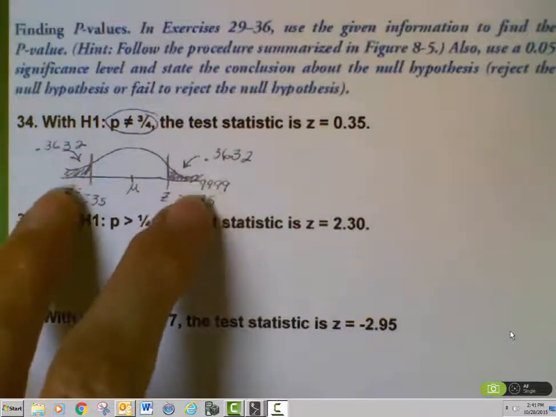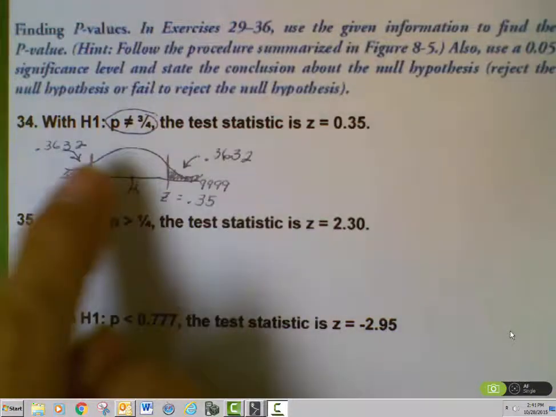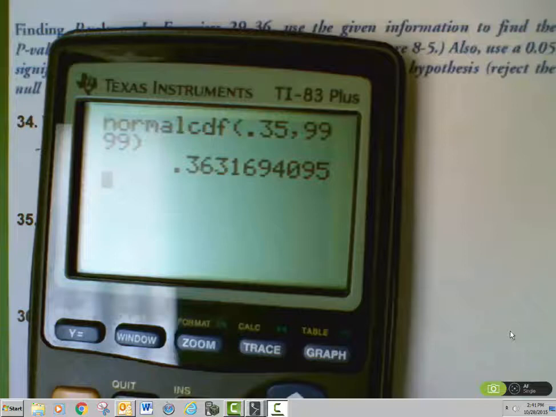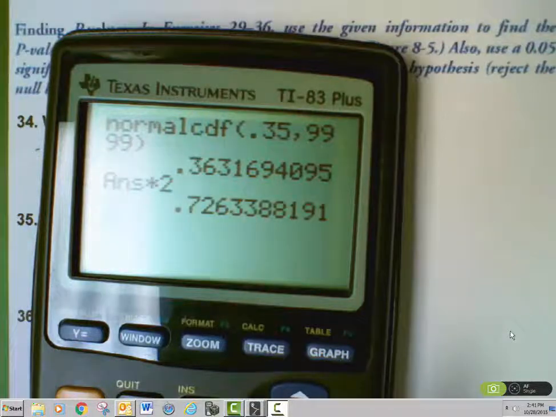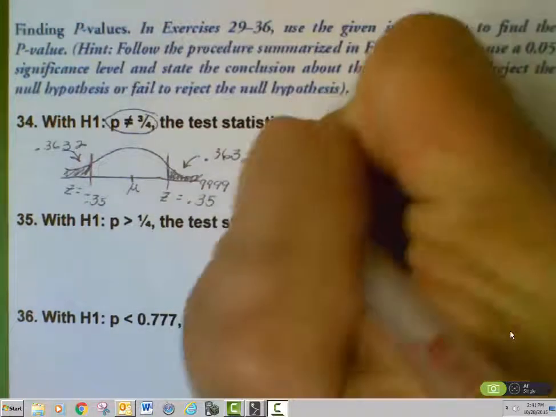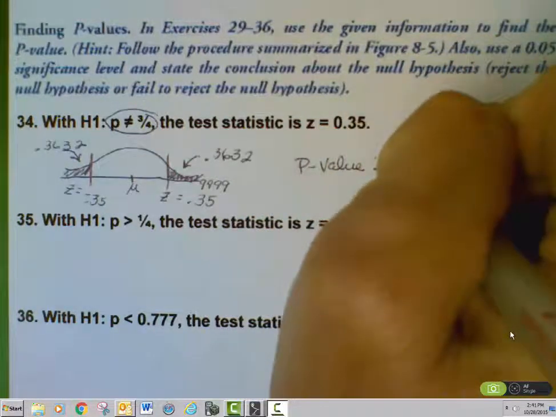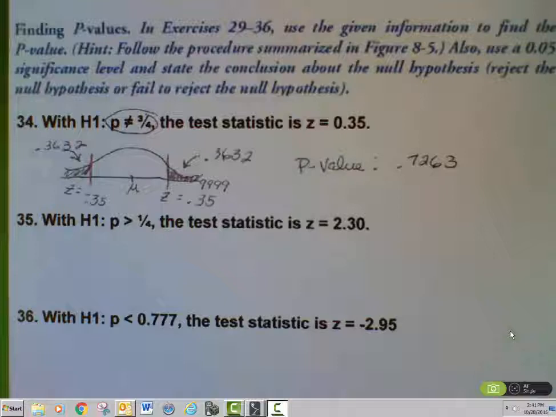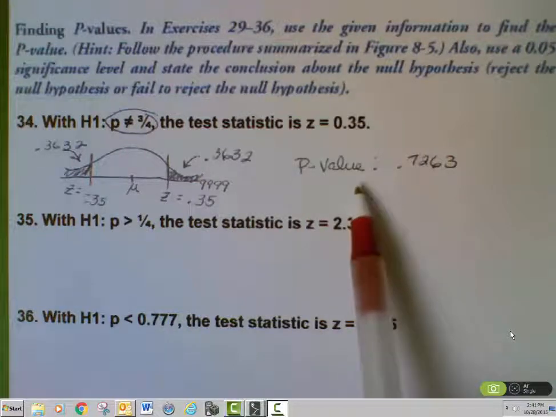Since the p-value for this test statistic is the area in both ends, I could either add those two areas together, or I can just use the area the calculator found with normal CDF and double it. That p-value is 0.7263. In some of the homework problems, this is what you're going to have to do. Find the p-value and then state the initial conclusion.